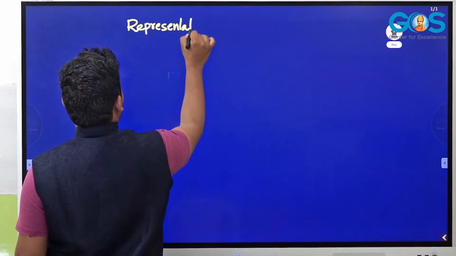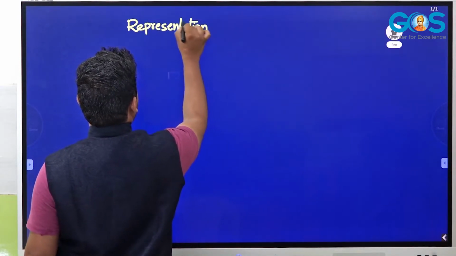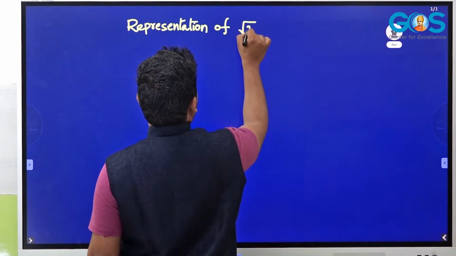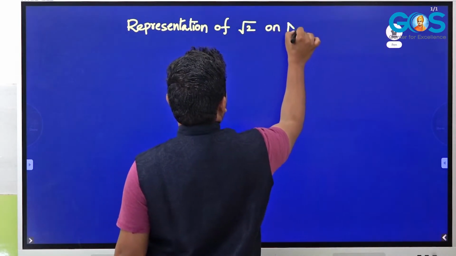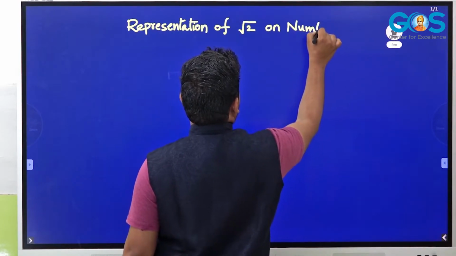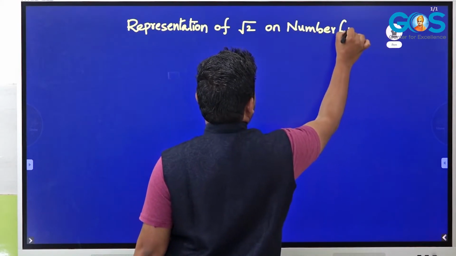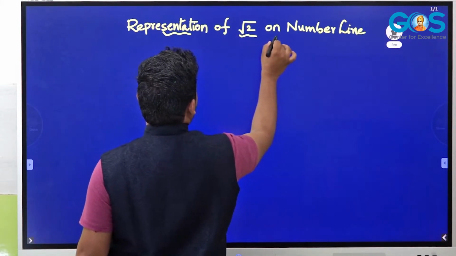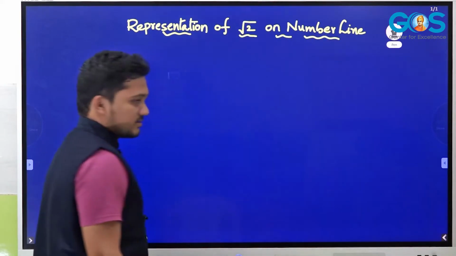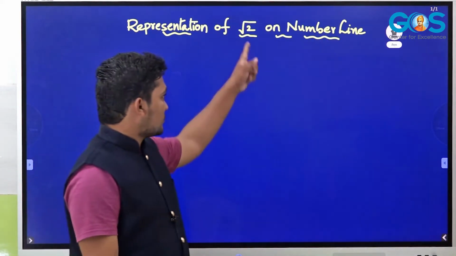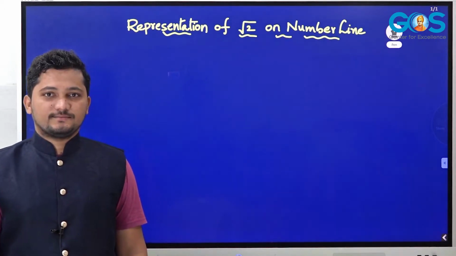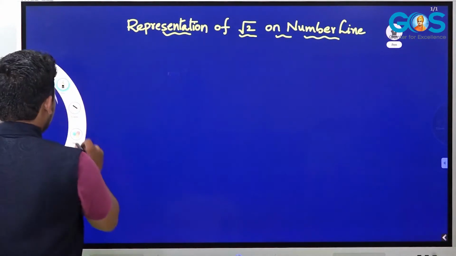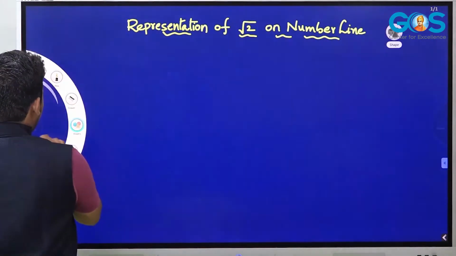Representation of root 2 on number line. Okay, how can you represent root 2 on the number line? Let us discuss this one. We know that root 2 is an irrational number. Okay, let us see how to represent root 2 on the number line.